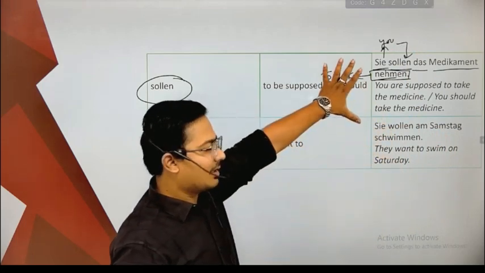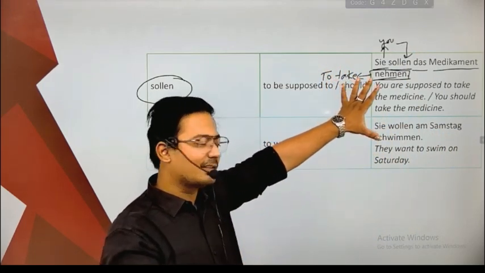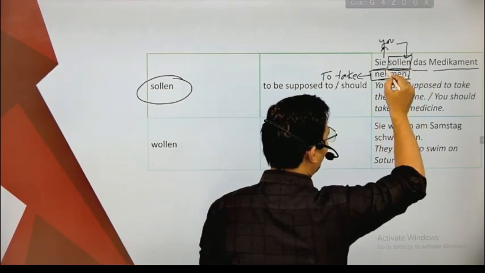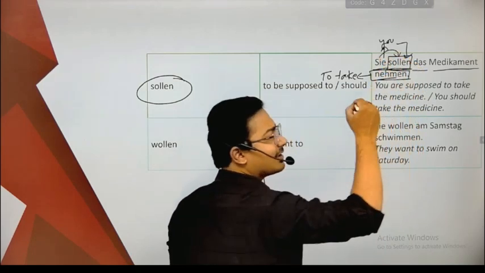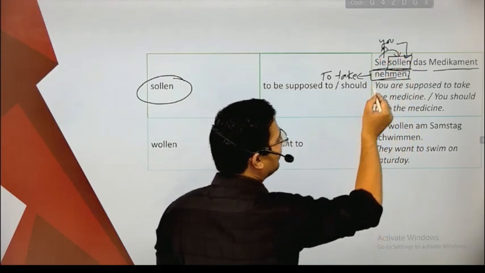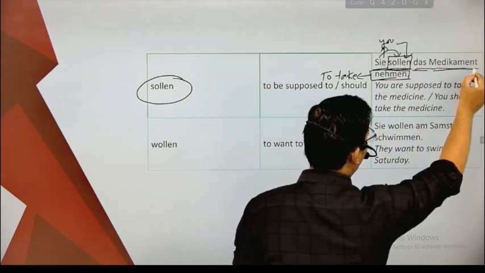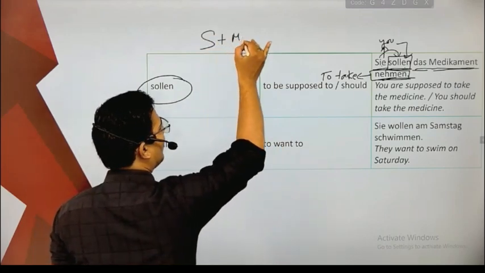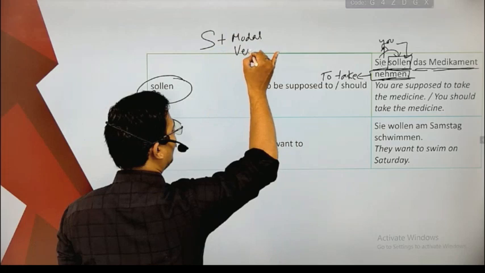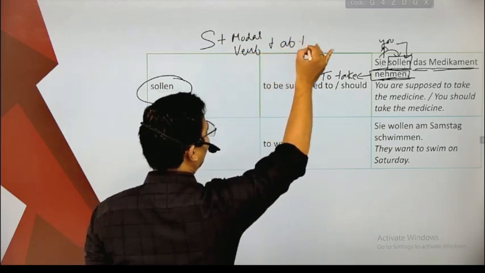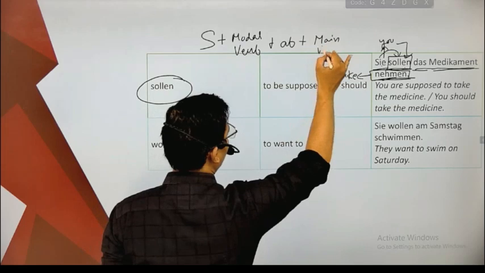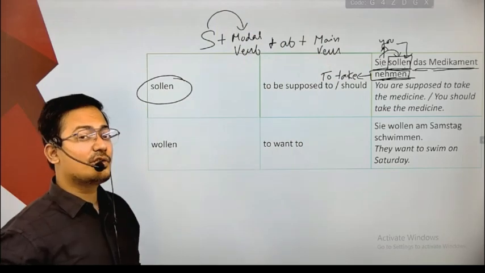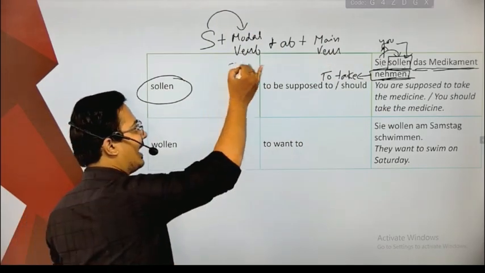Now, say we are doctors giving advice to patients. So you should take the medicine. Now, what is the modal verb here? This is the modal verb. It is according to the you, which is the formal you. Sie sollen das Medikament nehmen. Main verb at the end. Again, the structure is subject plus modal verb plus object plus main verb. Okay, and the verb gets conjugated according to the subject, that too at the second place.